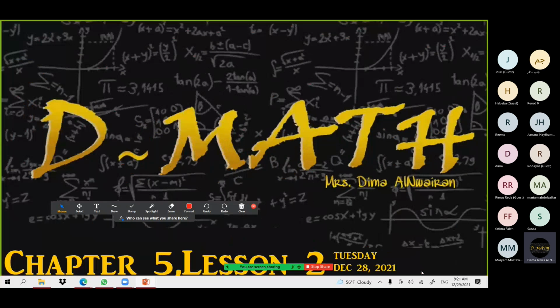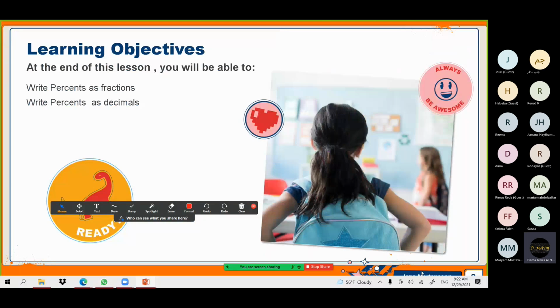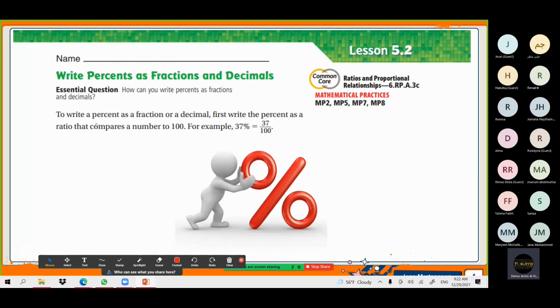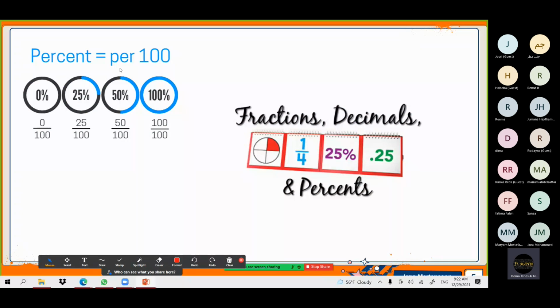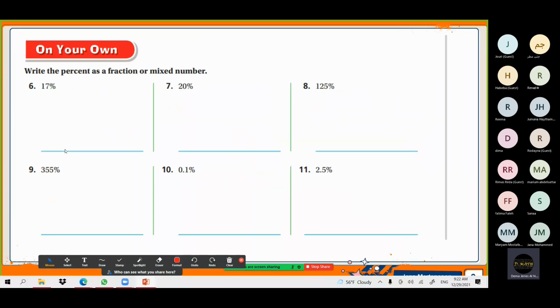Good morning. Today we're going to continue our lesson from yesterday, chapter 5, lesson 2, which is about writing percents as fractions and as decimals. Yesterday we said that percent means per 100, and this is the sign of a percent. We can write it as a fraction and as a decimal. Yesterday we explained how to write it as a fraction, and today we're going to learn how to write it as a decimal.